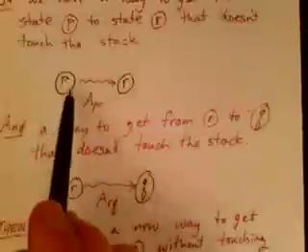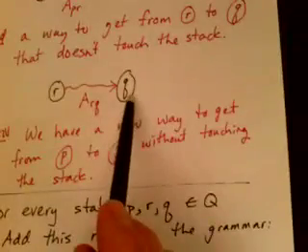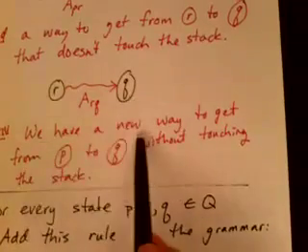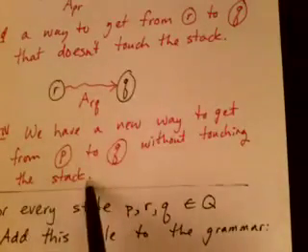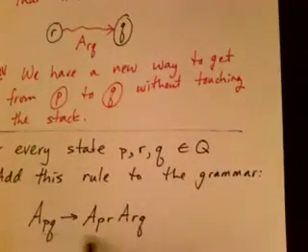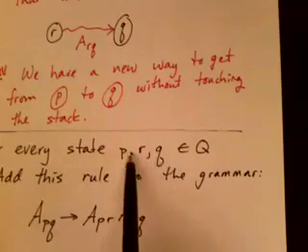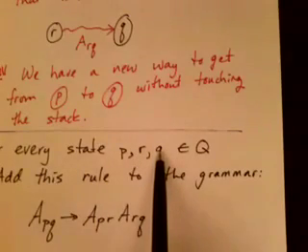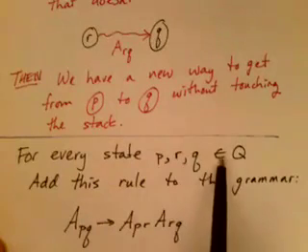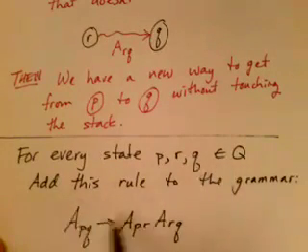Well, now we have a way to get from P to Q on an empty stack. We have a new way to get from P to Q without touching the stack. So we need to add this rule down here: A, P, Q, and we go through R, A, P to R, and then from R to Q. So for every possible combination of 3 states in our pushdown automaton, we need to add a rule that will tell us that we can get from P to Q if we can get from P to R on an empty stack, and we can get from R to Q on an empty stack.